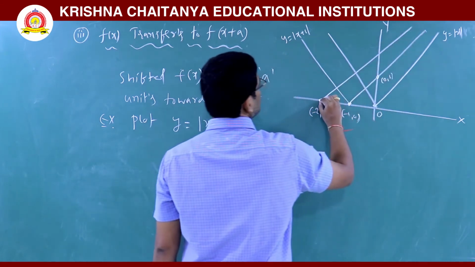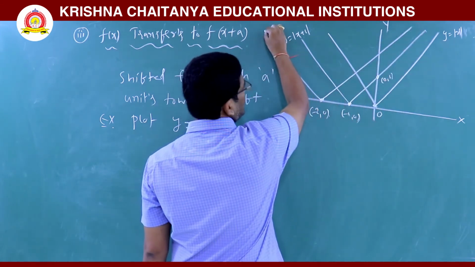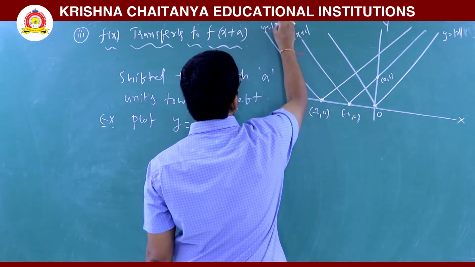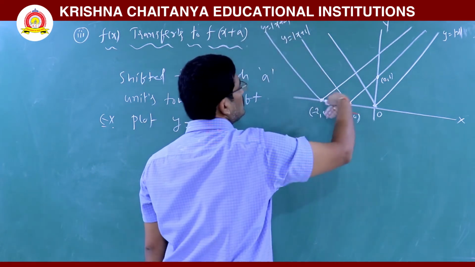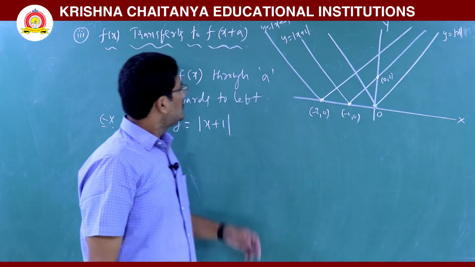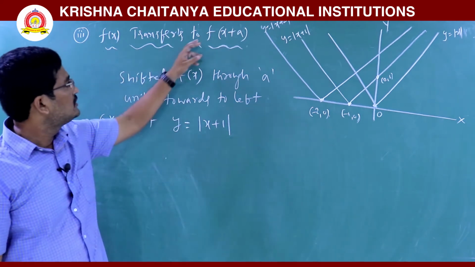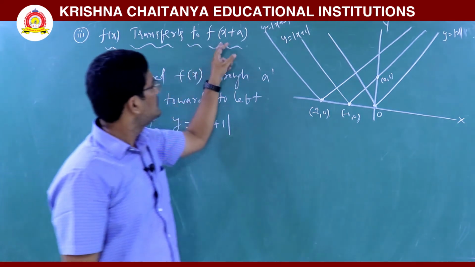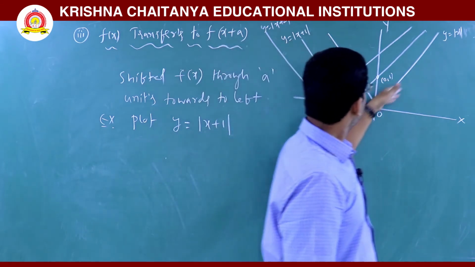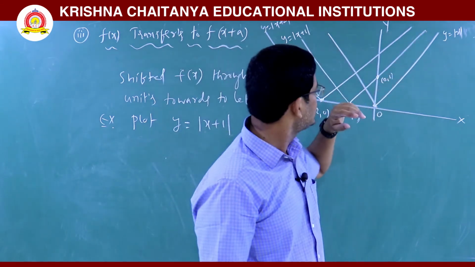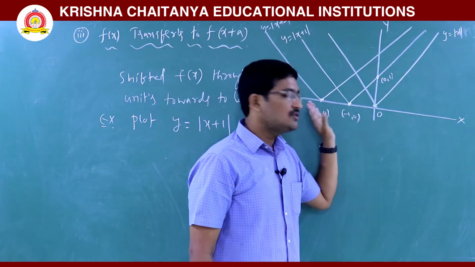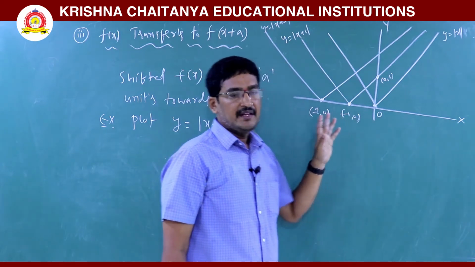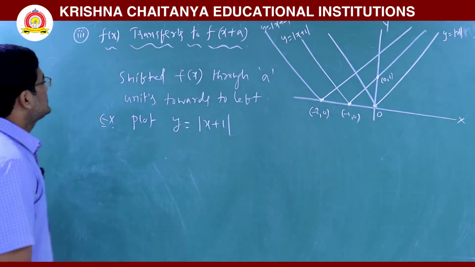What is the equation of this one? y is equals to mod of x plus 2. This is the line y equal to mod of x plus 2. So to get the graph of y equal to f of x plus a, just shift the graph f of x at a distance of a units towards the left. That is important. Next, one more transformation we have to discuss now.